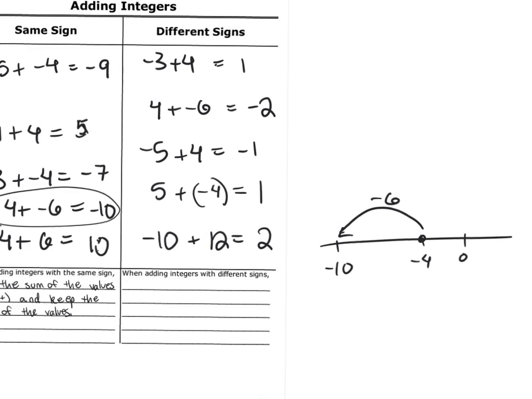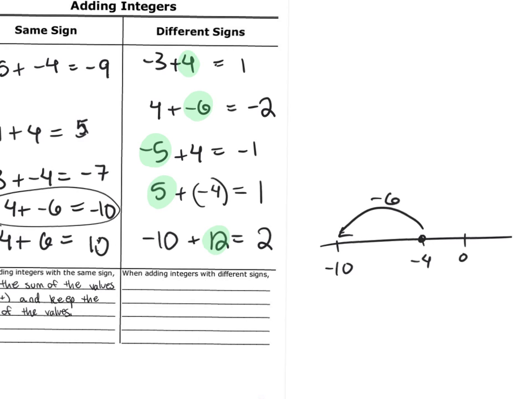Now let's talk about subtraction. So to make this a little bit clearer, I'm going to highlight the add-in with the larger absolute value in each of these cases. So here 4 has a bigger absolute value than -3. -6 has a bigger absolute value than 4. -5 has a bigger absolute value than 4. 5 has an absolute value that is larger than the absolute value of -4. And then here 12 has the bigger absolute value of 12 and -10.